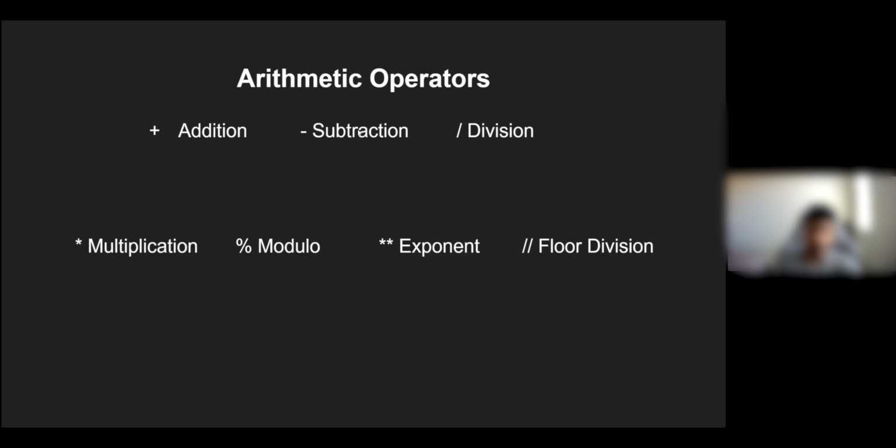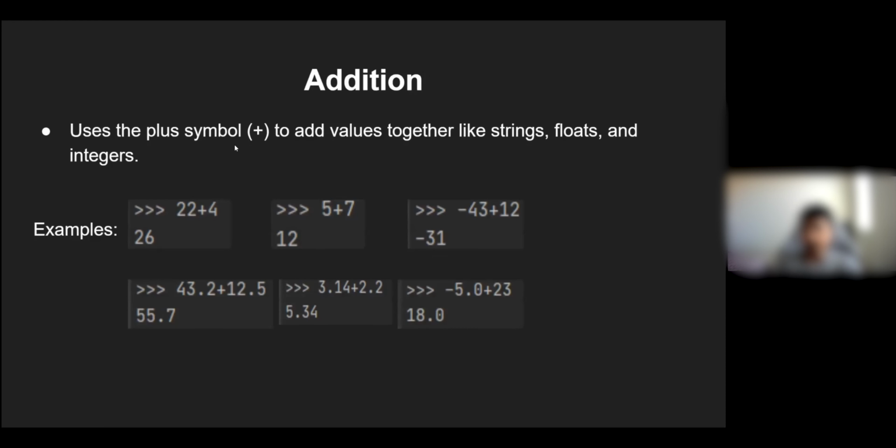So we're going to go over arithmetic operators now. There's addition, subtraction, division, multiplication, modulo, exponent, and floor division. Addition, just like math, uses the plus sign. You can add strings, floats, and integers together. So 22 plus 4 is 26, 5 plus 7 is 12, and negative 43 plus 12 is negative 31, and so on.